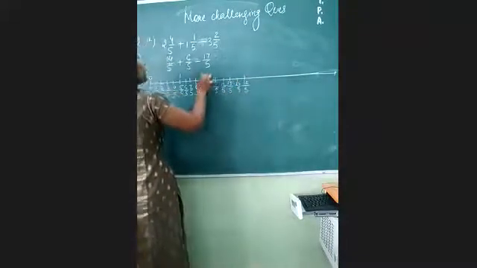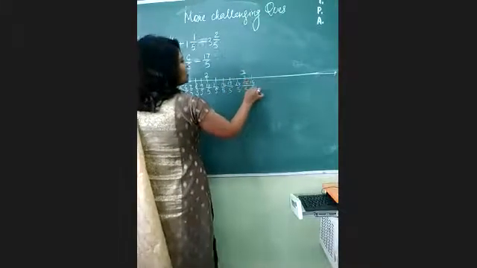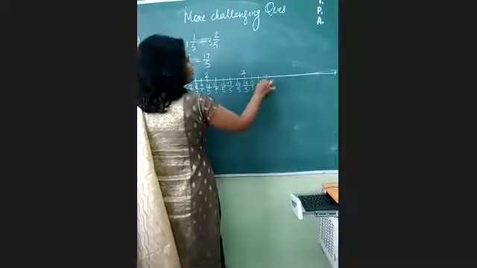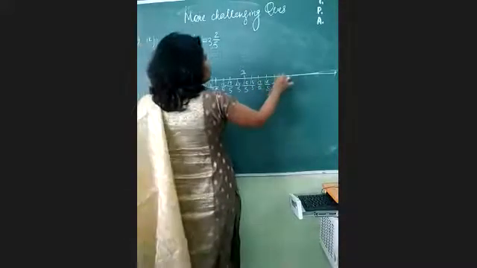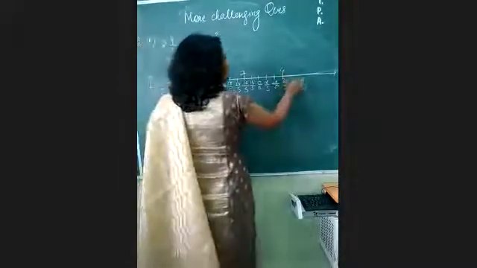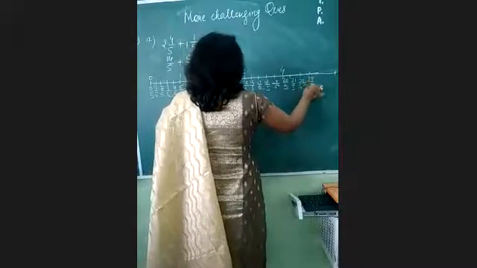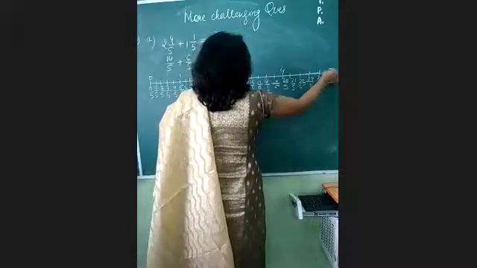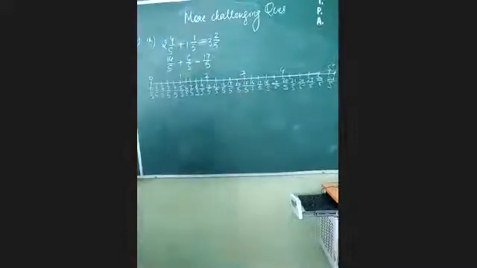Now here it is 2 whole, it is 3 whole. Now here 16 by 5, 17 by 5, 18 by 5, 19 by 5, 20 by 5 means 4 whole. Now 21 by 5, 22 by 5, 23 by 5, 24 by 5, 25 by 5, that is 5 whole. Now I will not be drawing more than that. Okay, till here it is sufficient for us.